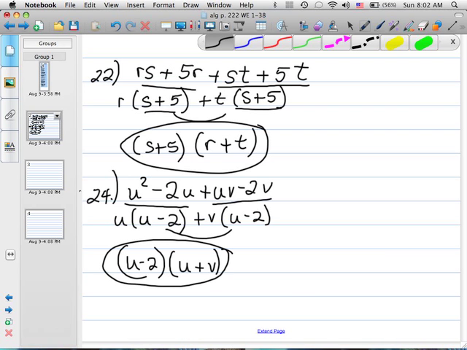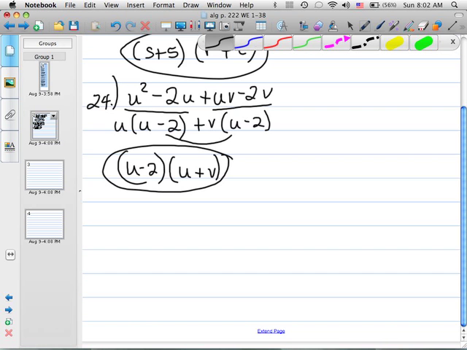And you can multiply them and use FOIL and you'll get your 4 terms. There's u squared plus uv minus 2u minus 2v.